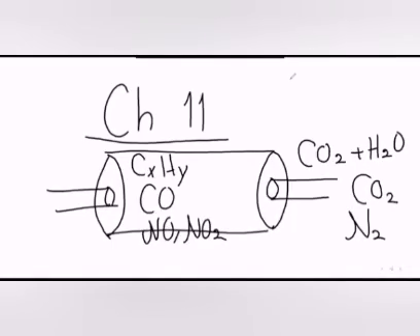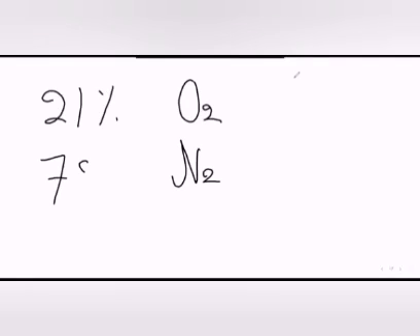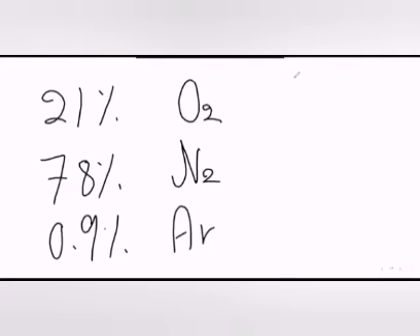And don't forget the fact that oxygen exists in air as 21%. So whenever you are asked to calculate the amount of oxygen in a certain volume of air, remember this information. Oxygen exists as 21% of the total air volume. Nitrogen exists as 78% of the total air volume. Argon exists as 0.9% of the total air volume.